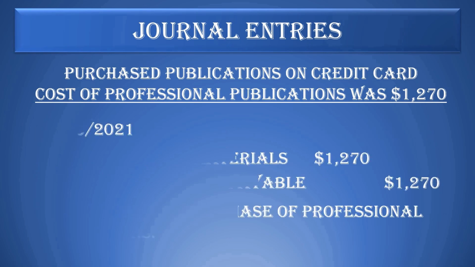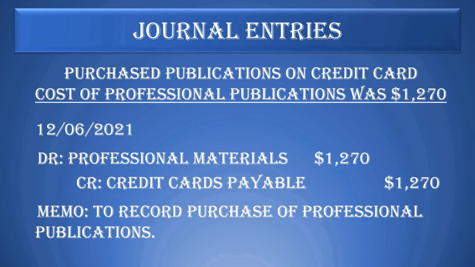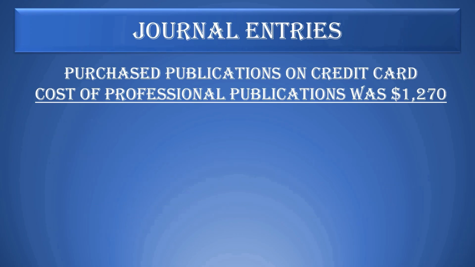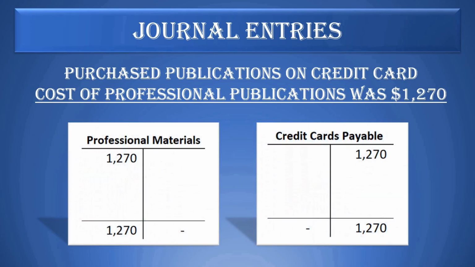And here is our journal entry. We'll debit professional materials for $1,270, and we'll credit cards payable for $1,270. Finally, we need to post our entry to the T accounts, and we're all done with this entry.